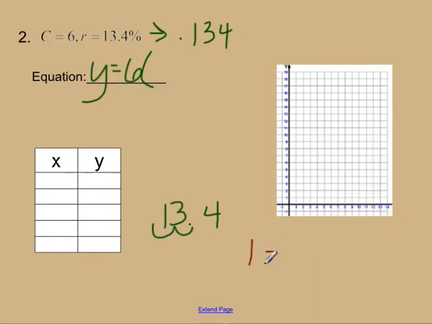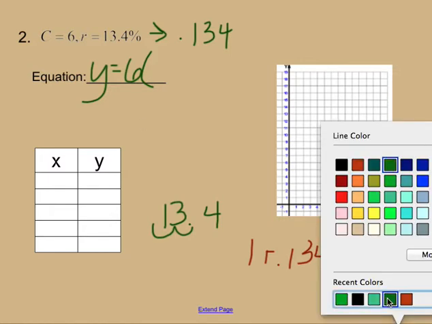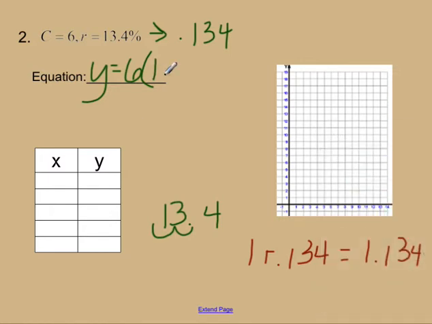So we have 1 plus 0.134, and that gives us 1.134. So that's what's going to be in our parentheses once we add those together. So 1.134, and again, that's going to be raised to the x power.